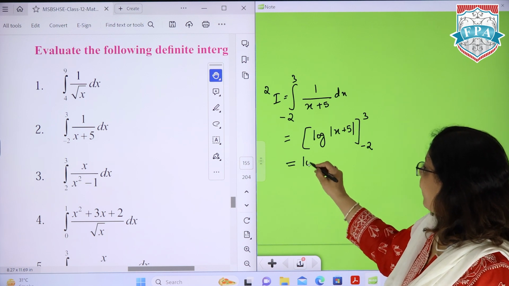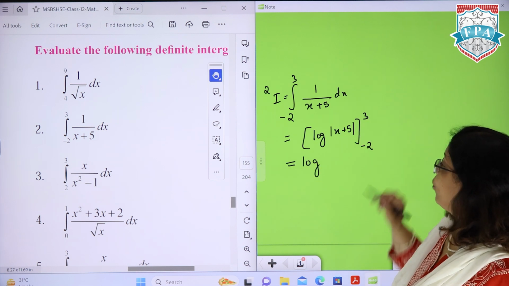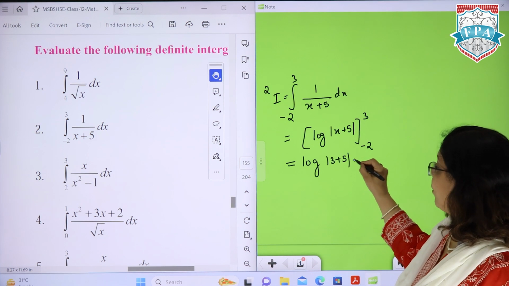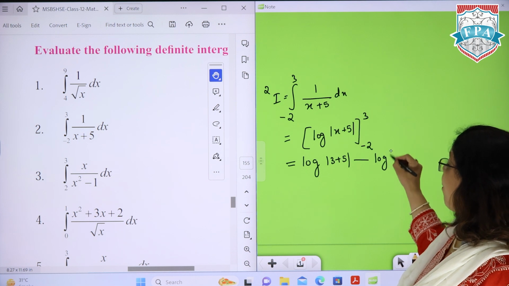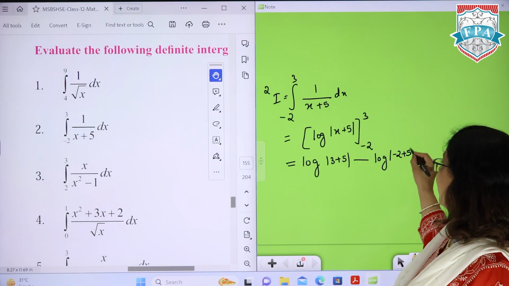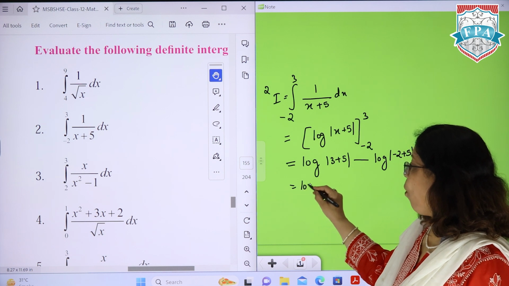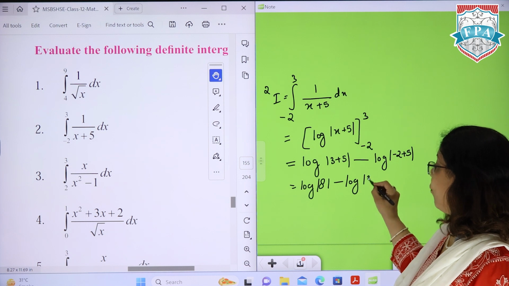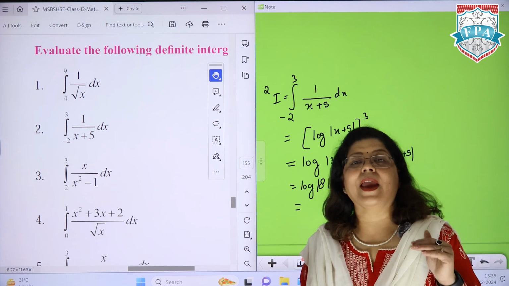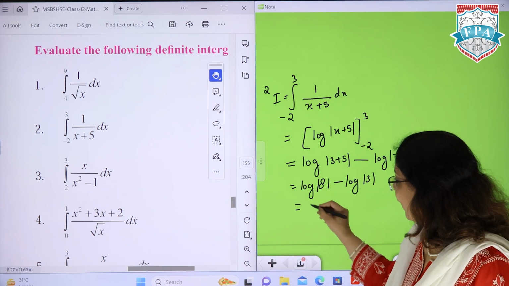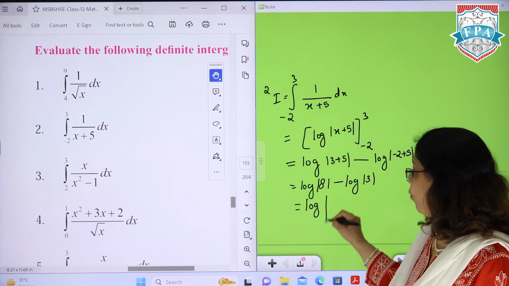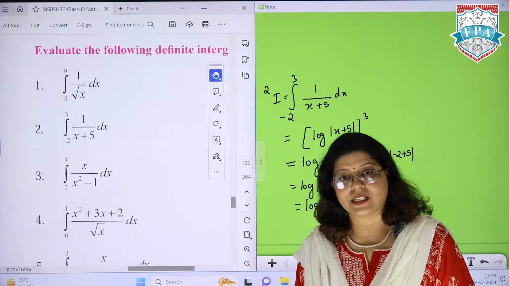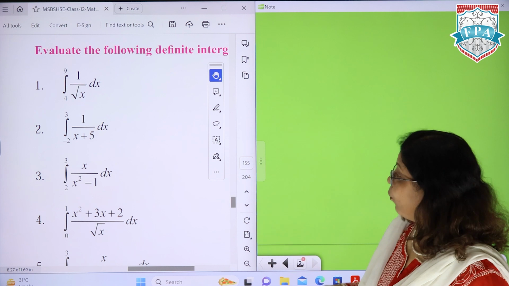Now, when you put the value, first put 3. So it is 3 plus 5. Then put a minus sign. And then same formula, put minus 2. So this is now coming as log 8 minus log 3. Now we'll apply the formula of log m minus log n, which is log m by n. So your final answer will be log 8 upon 3. No plus c here. This is the final answer. So this is one way to go with the thing.